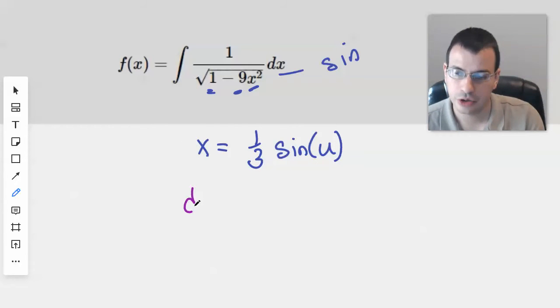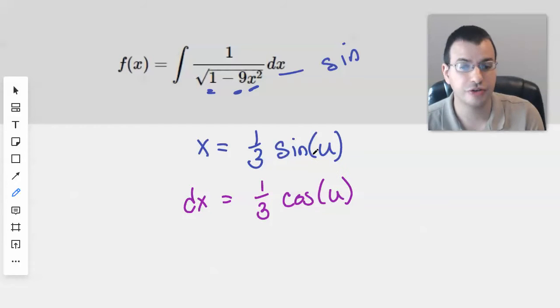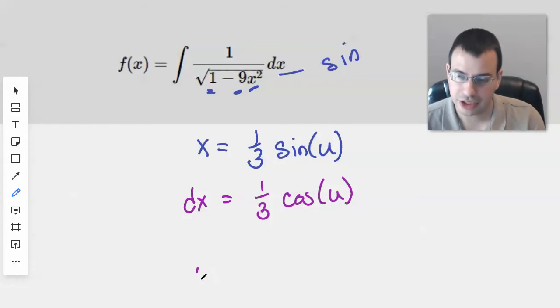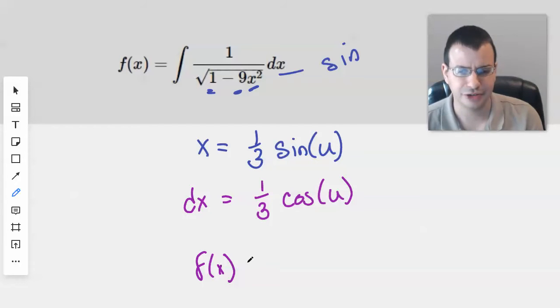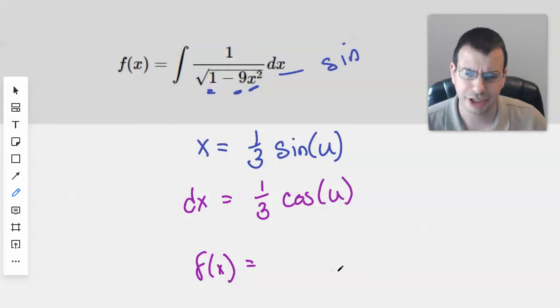Okay, so take the derivative of both sides. 1/3, the derivative of sine is cosine. And so when we write this f of x, which I guess has now become f of u, that sounds vulgar. Didn't mean it as such.